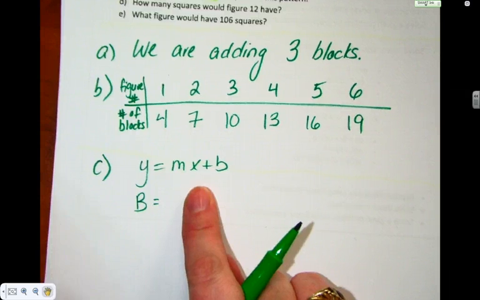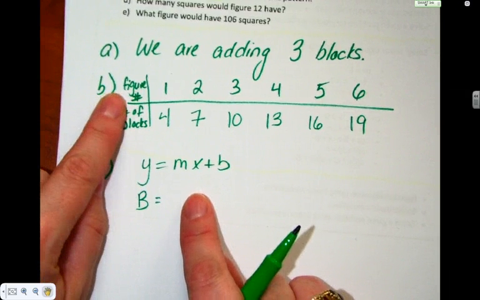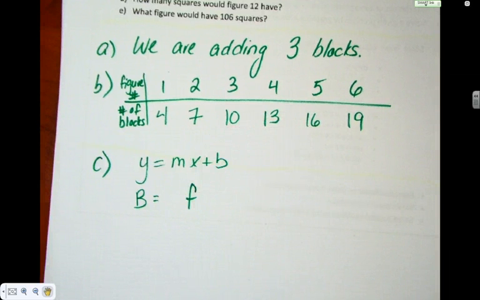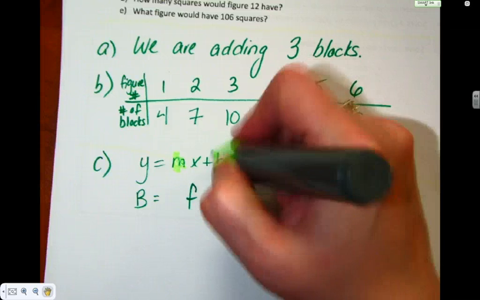X, I'm going to come back to M. X is always going to be the figure number. Okay? X is always going to be the figure number. So give me a letter that might represent figure number that's better than X. F. So I'm going to put an F there. Again, don't get caught up in what the variables mean. They're just variables. I'm going to highlight M and B because those are going to be numbers.